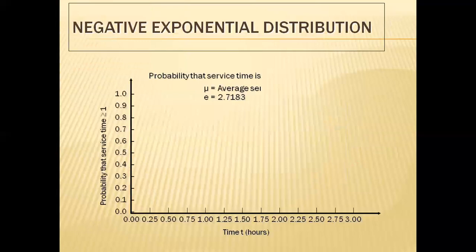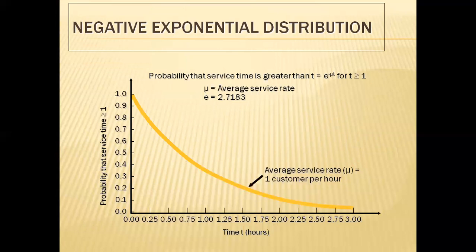So we have discussed the negative exponential distribution. Here we are categorizing the characteristics. On the x-axis, we have taken the time period on an hours basis, and the probability that the service timing is greater than 1 minute. So here our values are infinity, 0, 1, 2, 3, and greater than 1.